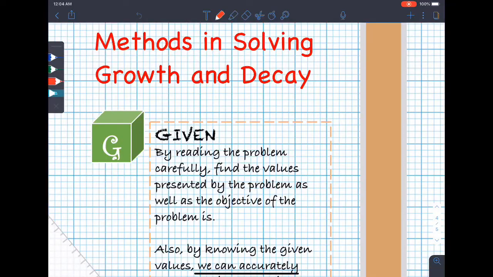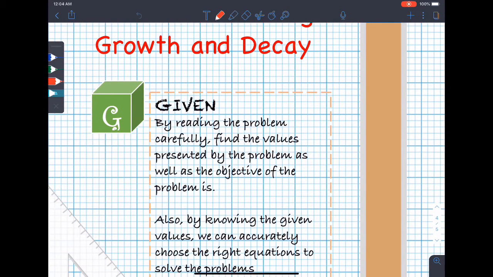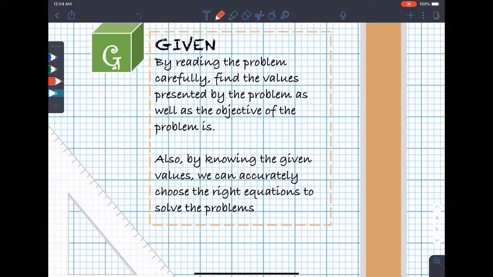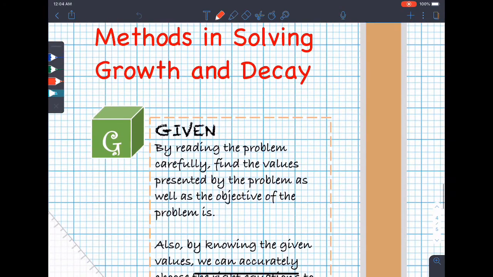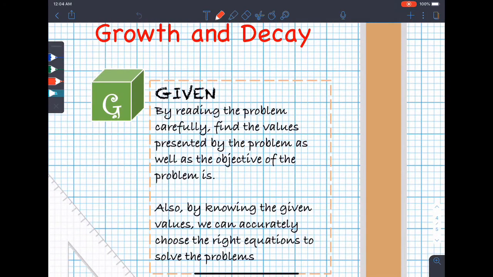So there are different methods in solving growth and decay. What we will be employing is, we have to read carefully the given problem, and then identify our givens. Mostly those givens are the initial values, or the amount of substance at a certain period of time. We have to enumerate all the givens based on our problem. And then from there, we have to identify whether the relation is still the same.